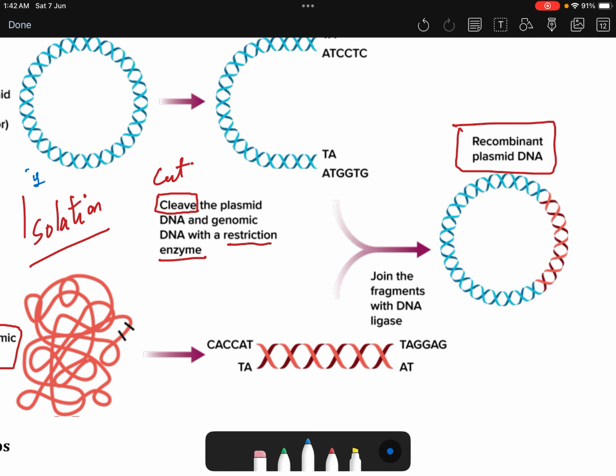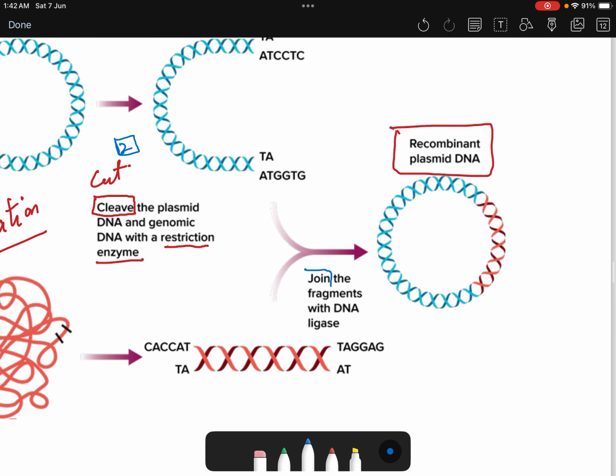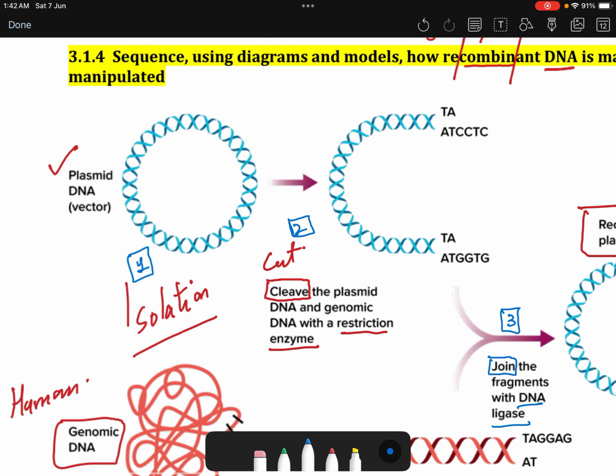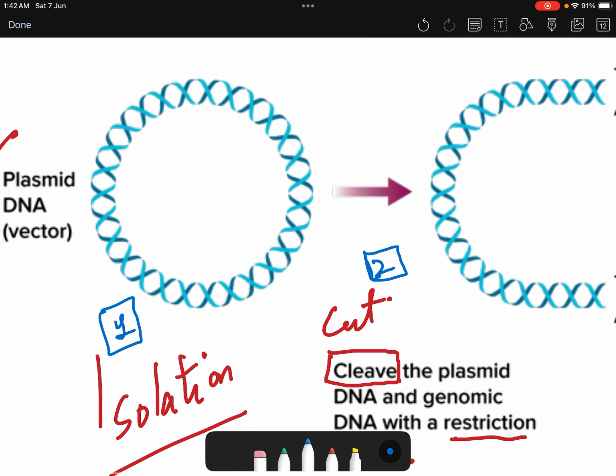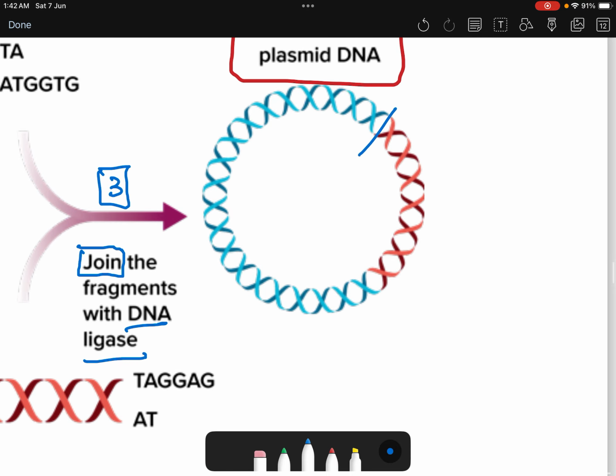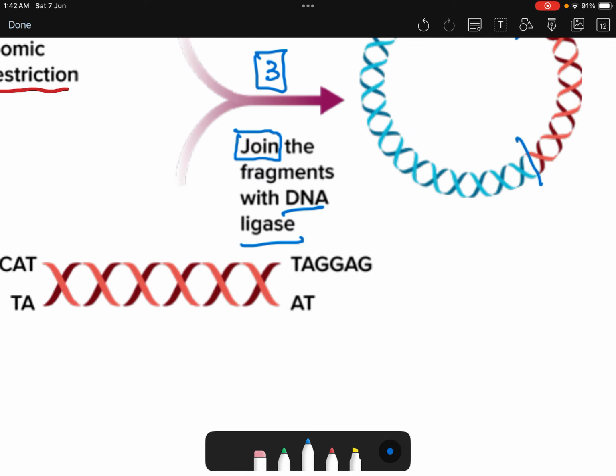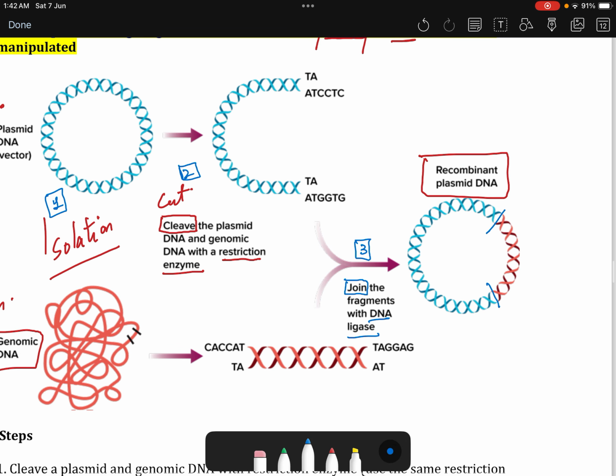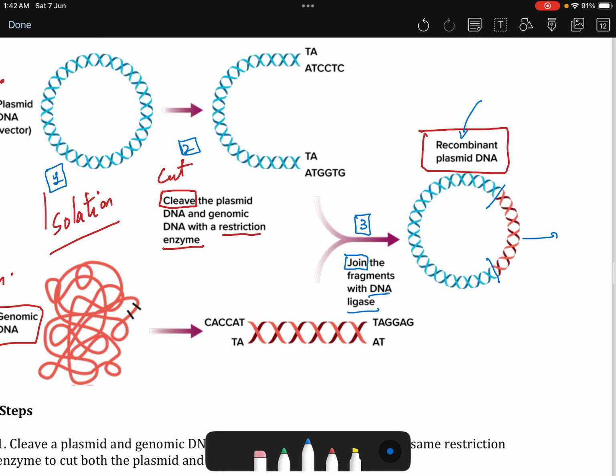So step number 1, isolation. Step number 2 is cutting. Step number 3 is joining. You join the fragments by DNA ligase. Before, it was plasmid. You see all of it is blue, but now it is blue and red. From here till here, this is the genomic DNA that you took, the red one. Since it has DNA that's not part of its own, we call it a recombinant plasmid.